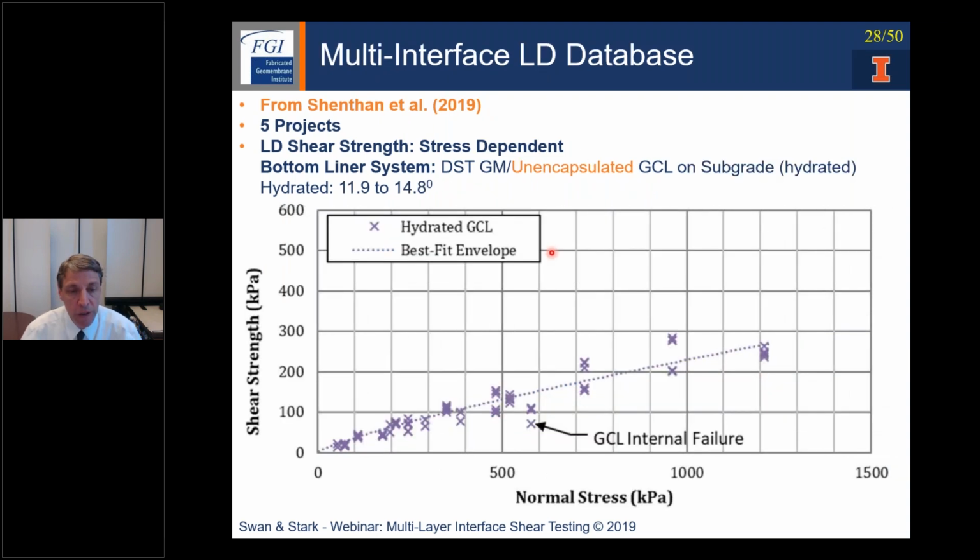This happens to be large displacement strengths for a double-sided texture geomembrane with an unencapsulated GCL. So the GCL is on the subgrade and has access to moisture, and so it hydrates, and you can see the hydrated friction angle ranges from about 12 to 15. Both the prior data and this data are stress dependent. I should have mentioned that. And so you use the stress dependent envelope in the stability analysis.